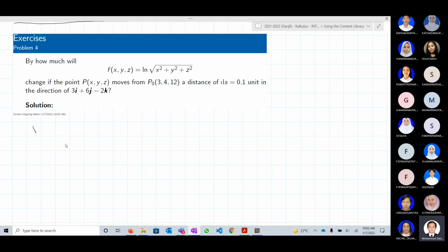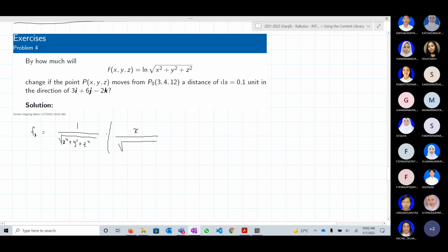let's try to find it in a different way. First we find fx, the derivative of f with respect to x, which is 1 over the square root of x squared plus y squared plus z squared, and the derivative of that with respect to x is this times x divided by the square root of x squared plus y squared plus z squared, the half gets down. Yeah, I think this is correct.